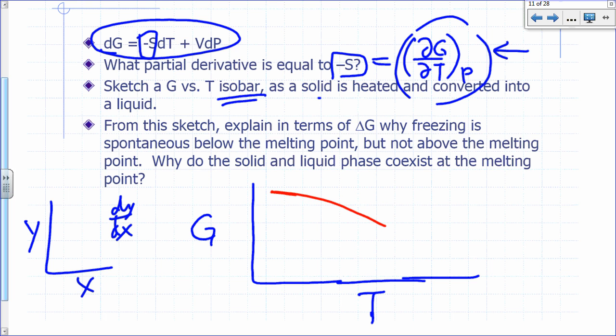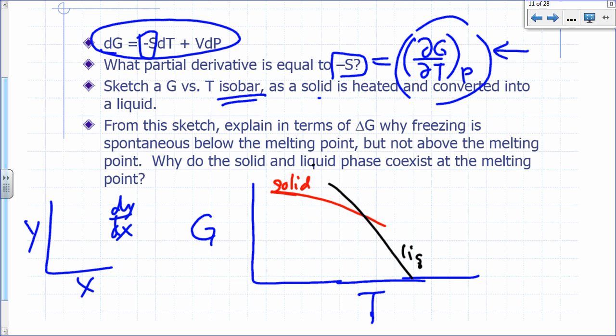Now, how does the entropy of a liquid compare to that? So this might be what you would get for a solid. How would the entropy of a liquid compare to a solid? Steeper slope or less steep slope? It's going to be a steeper slope. The entropy of a liquid would be higher than the solid. So your liquid might have a curve that looks like this, right? And then your gas would be even steeper. Okay? So that's the sketch, and this would be your liquid right here.